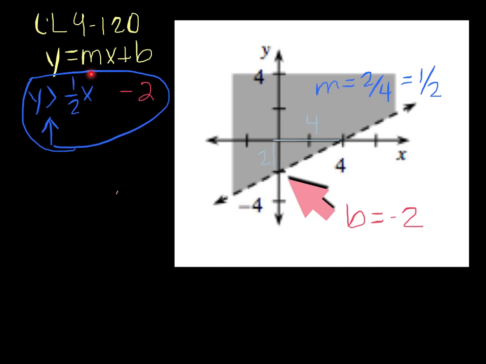So you can write 1/2 x minus 2. Then you still need to determine what type of inequality should be used. Here it's shaded above, so if we use 0, 0 as a test point, 0 would be greater than 0 minus 2, so it's going to be y is greater than, not equal to though, because it's a dotted line, 1/2 x minus 2.